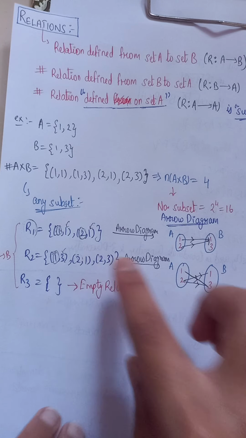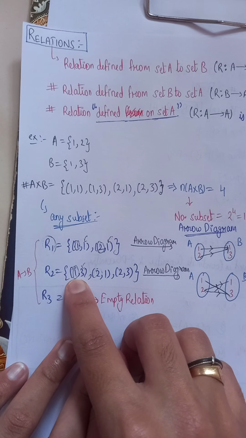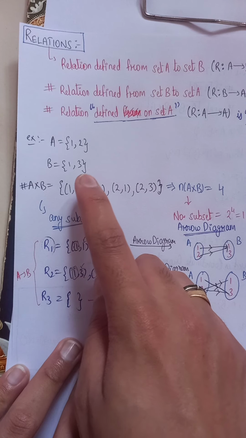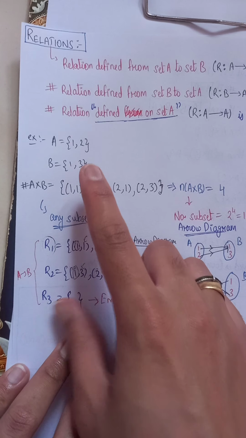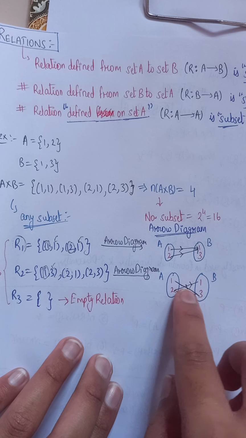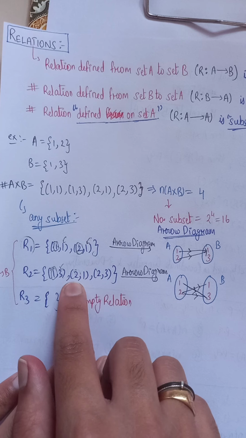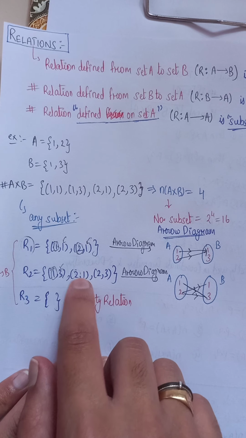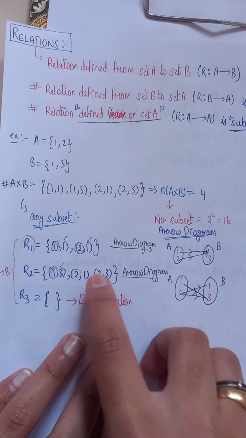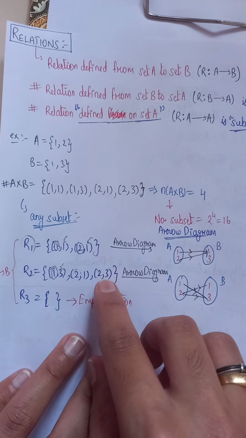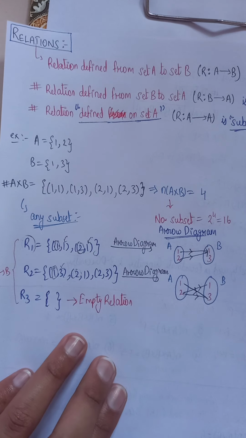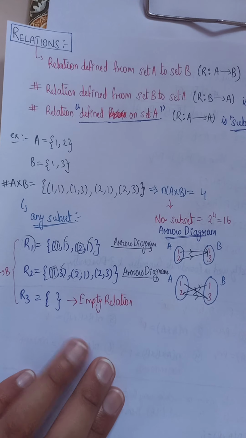I'll explain this part once again. The 1 of set A is with the element 3 of set B, which means 1 is related to 3. Next, the 2 of set A is with the 1 of set B, so 2 is related to 1. And then the 2 of set A is with the 3 of set B, which means 2 is related to 3. That's how we do it.